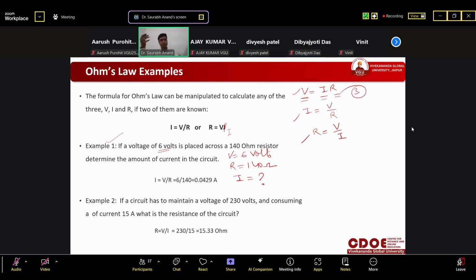So first you have to recall that V is given, R is given, and you have to find I. So which formula is useful there? Which formula can be used? So V, R, and I. So yes, Ohm's law is there. Ohm's law formula is V is equal to IR. So that formula will be used here. Because we have to calculate I, we will use this formula. So first we will write I is equal to V upon R, then we will put this value, 6 volts upon R is 140. Calculate it. Okay.